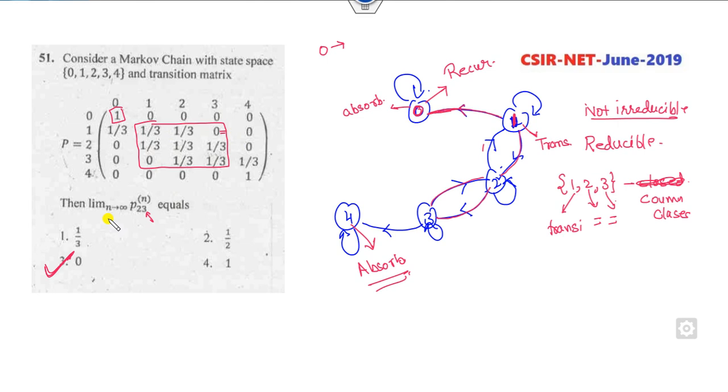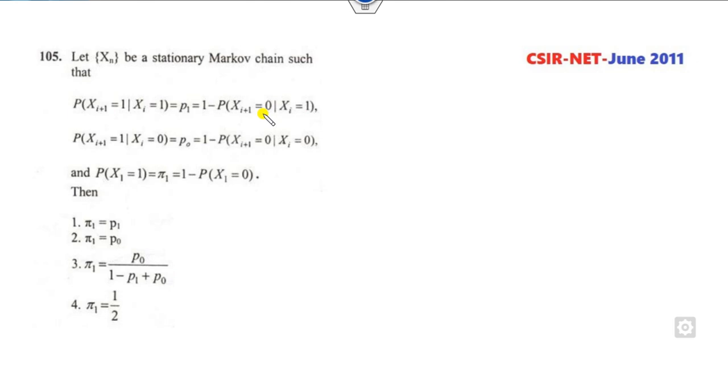Okay. Xn is a Markov chain such that how many states are there? That's a 1. This is a 0. So there is a 0 and 1. There are two states in this case. What is that? 1 to 1, the probability is my P1. So this will be my 1 minus P1. So the sum will be 1.